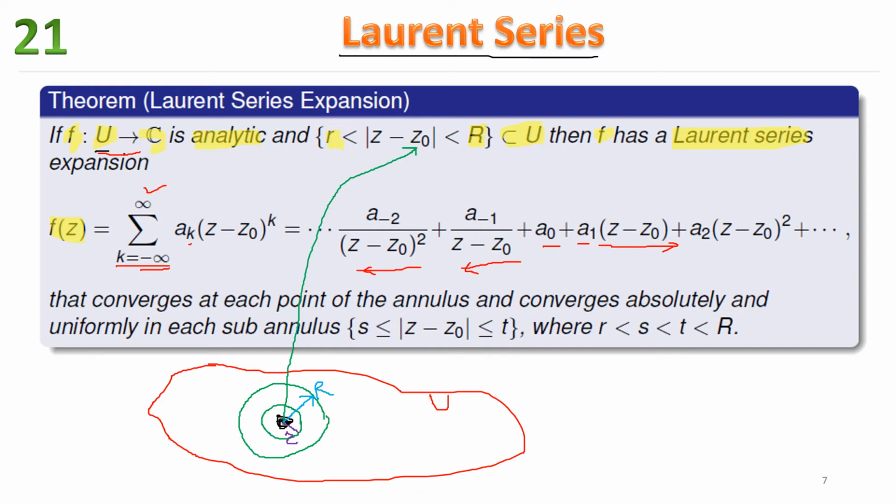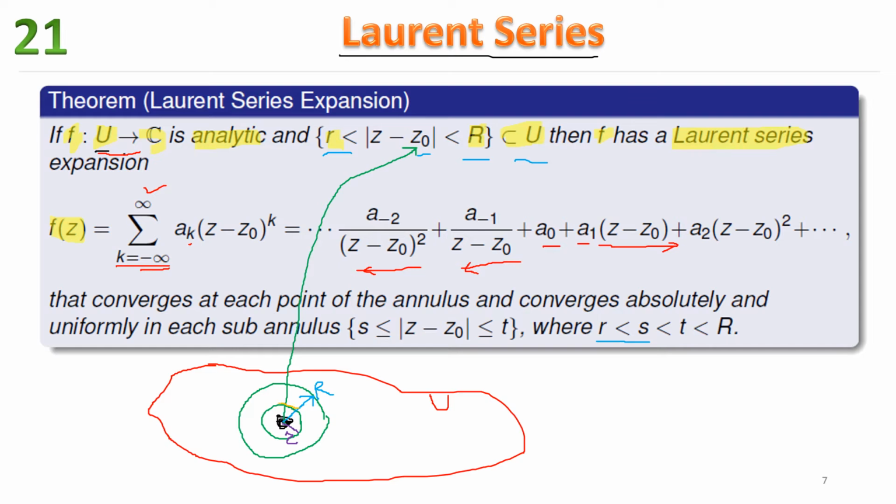Now this void is not included, so Z0 is not included in the set U, but the disk that we are considering between two circles, small r and capital R, is fully included in the set U. This series converges at a point of the annulus, and converges absolutely and uniformly in such a subannulus, which are redefined here, where R is less than S. So S you have to consider greater than small r. So I'm redrawing that.